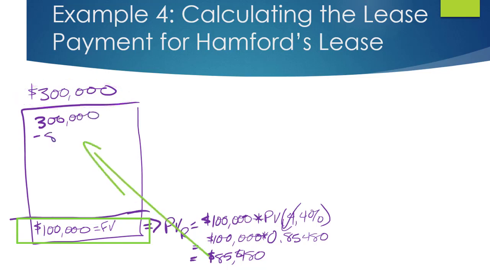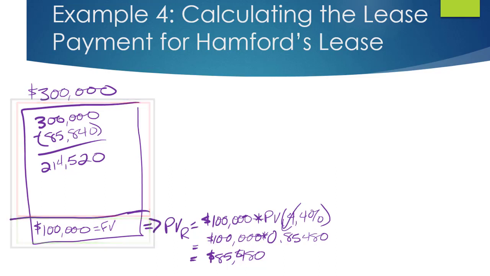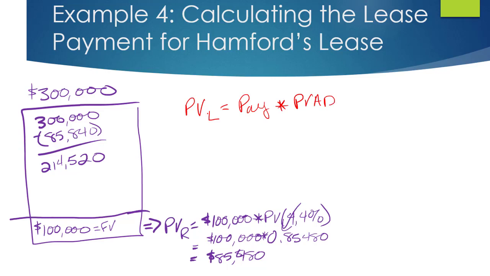I have to get $214,520 from the lease. That's what the lease has to give me. And if I get that much from the lease in the payments at 4% interest, then I'll have made my full $300,000. So let's see, 214,520.